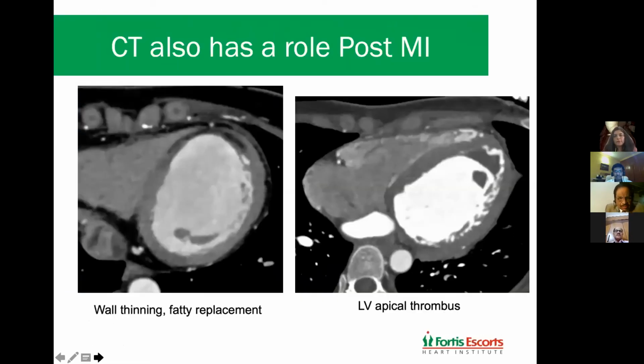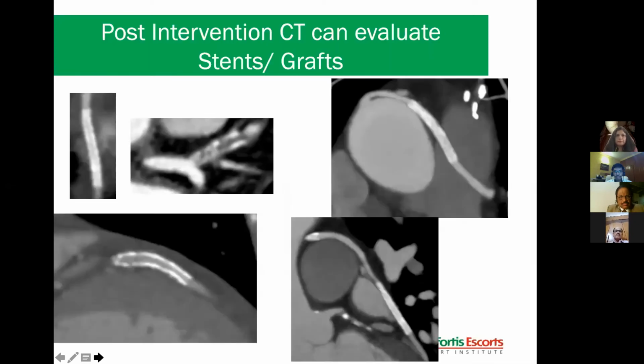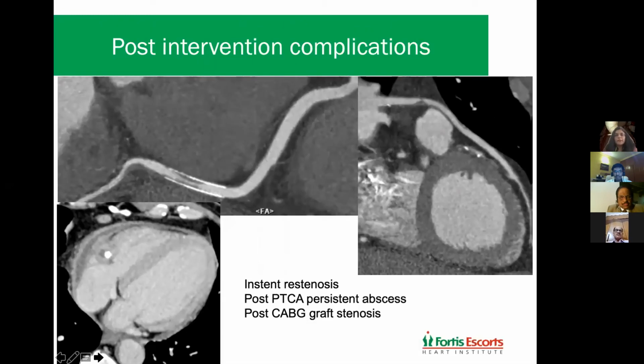It also helps in complications. So not infrequently, we see on CT the wall thinning, the fat replacement, and we may find an apical thrombus in the LV. Post-intervention, CT can evaluate stents and grafts in exceedingly good fashion. And here you can see the post-intervention complications. This patient had an in-stent restenosis. Here you have a post-PTCA persistent abscess, while here it's a post-CABG graft stenosis.